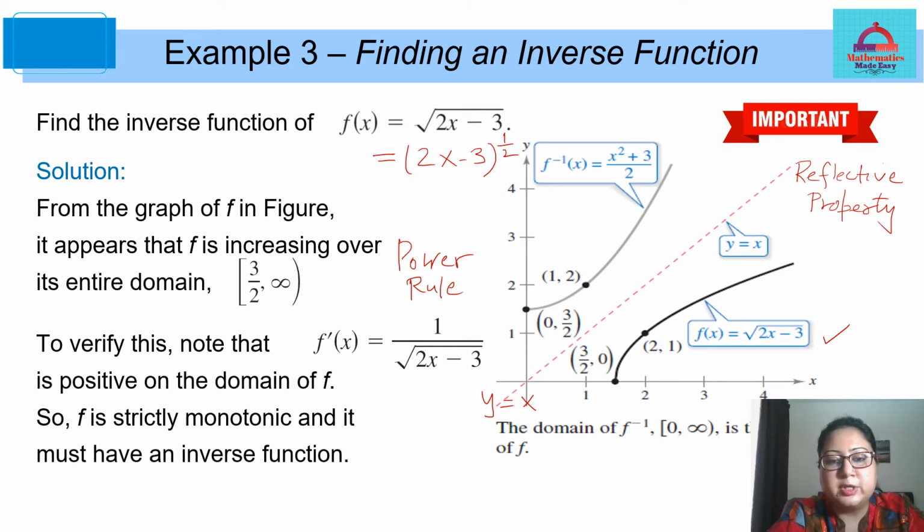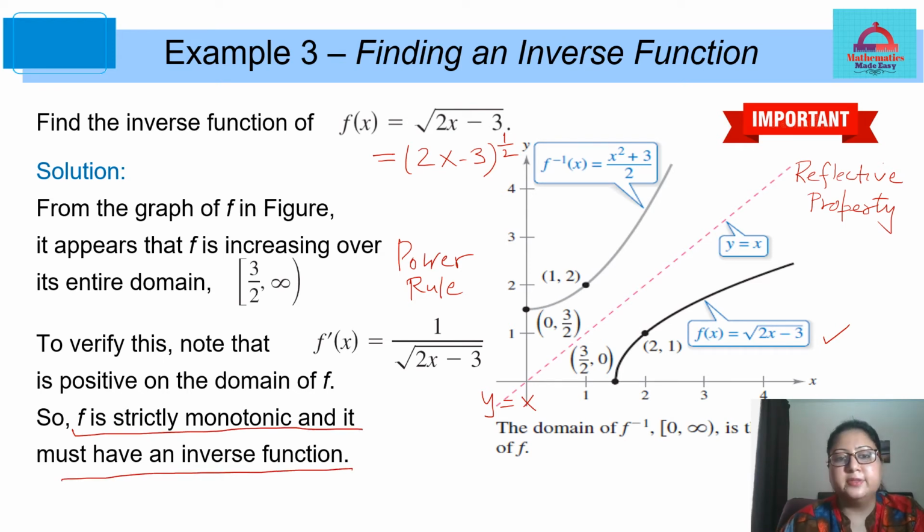And that tells me, because the first derivative is positive on the entire domain of the function, therefore the graph of the function f is strictly monotonic and it is an increasing function. Therefore, it is going to have an inverse. So we have checked that this function is increasing over its entire domain. In fact, it is a strictly monotonically increasing function. So definitely it will have an inverse. So now that we've checked the condition, let's proceed with the steps.